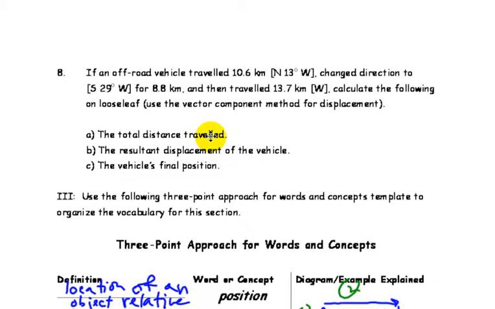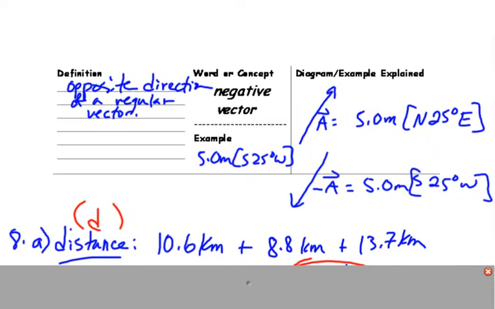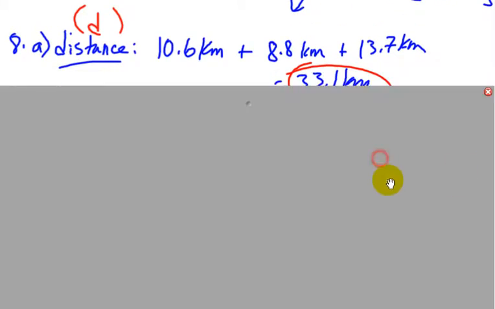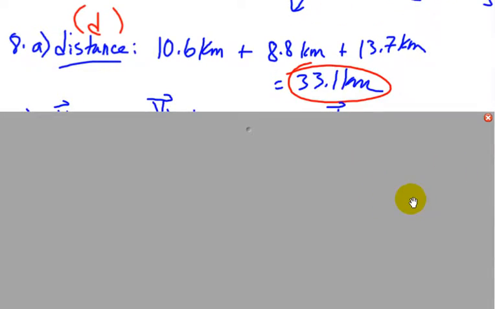The distance traveled is going to be very easy. Just simply add up all the movements. So 10.6, 8.8, 13.7. So relatively easy here. We get 33.1.